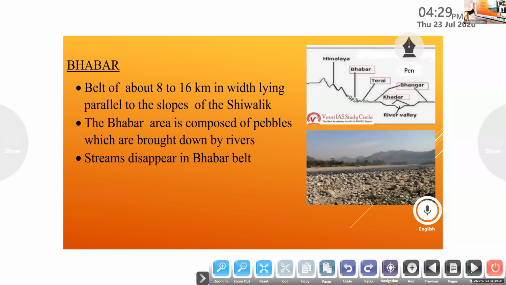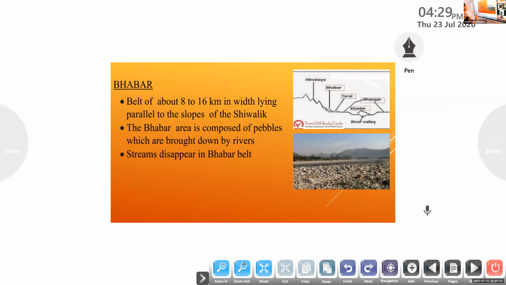First one, Bhabar. The first classification is Bhabar. Here, this is the Shivalik mountain range. These areas are the foothills, or lower part, of the Shivalik mountains. First look at the board and understand. After that you can write the points. The same points are there in your textbook. Look at the board and listen to what ma'am is saying. After that I'll give you time to copy the notes.